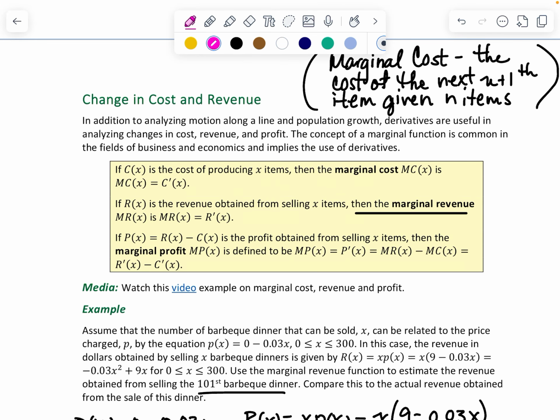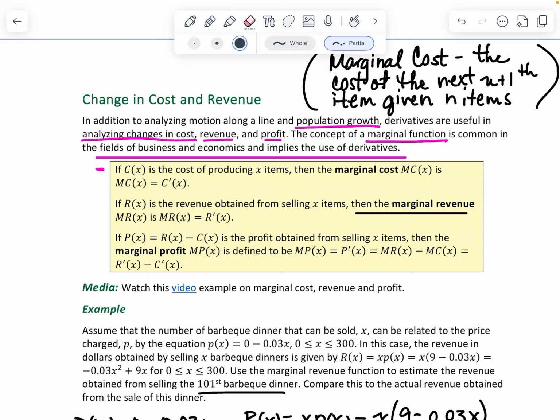So in addition to analyzing motion along a line and population growth, derivatives are useful in analyzing changes in cost, revenue, and profit. The concept of marginal function is common in the fields of business and economics and implies the use of derivatives. When we say marginal, the first one, marginal cost, we're talking about the cost to purchase the next item, or the cost of the next item we make, the very next.